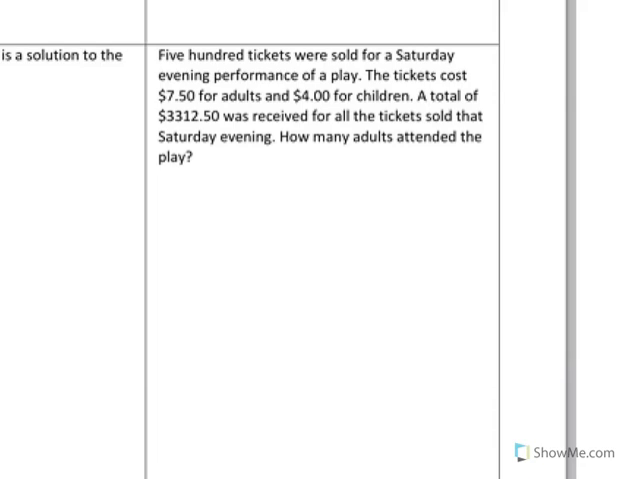Okay, the last one says 500 tickets were sold for a Saturday performance. Tickets cost $7.50 for adults and $4 for children. A total of $3,312.50 was taken in money-wise. How many adults attended? So we got 500 tickets here. I'll tell you what, why don't you hit pause and try it, but in order for ours to match, let's use X for adults and Y for children. Go ahead and do that and see how you do, and come back and you can see me work it out, okay?